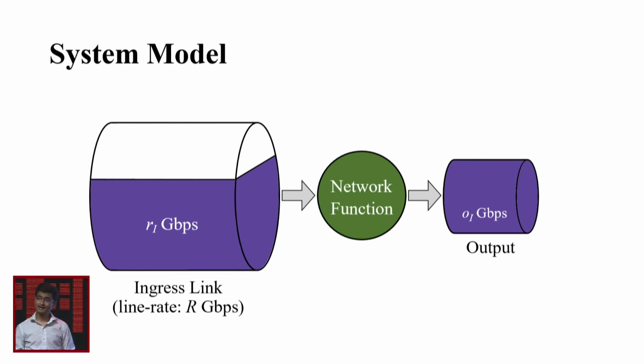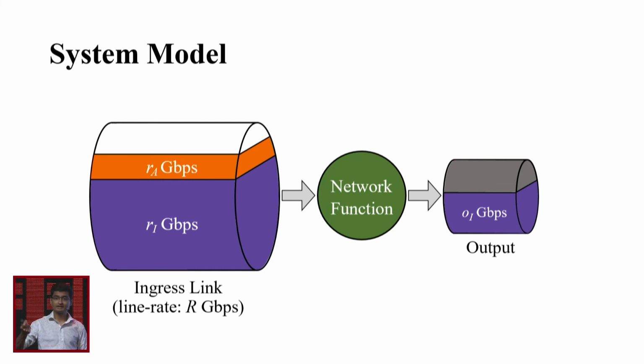The way we model an attacker is by introducing some attack traffic on the input link, in this case r sub A Gbps, depicted in orange. As a result of this, we're going to see a drop on the output link. So the attacker is going to be able to drop some output, or drop some goodput, which is representative of the damage that they're doing.